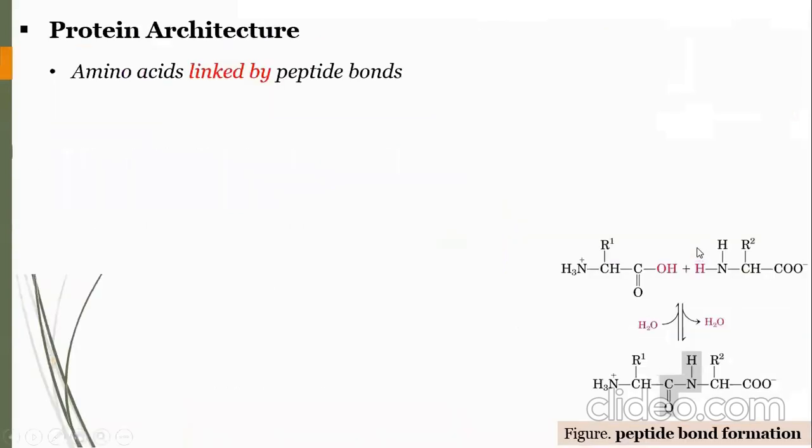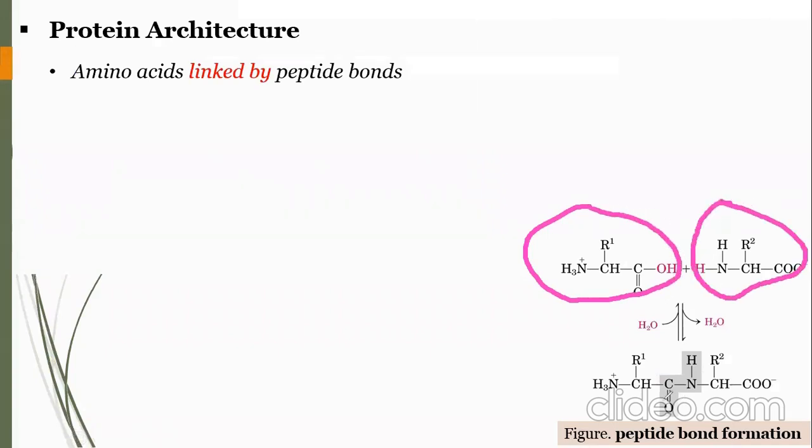And next to it is the protein architecture. So normally, as we know, amino acids are linked by a peptide bond. Like these are two amino acids, as given here. This is one amino acid, and this one is the other amino acid. They are linked together by releasing one water molecule, and this will be a peptide bond between the carboxyl group and the amino group.